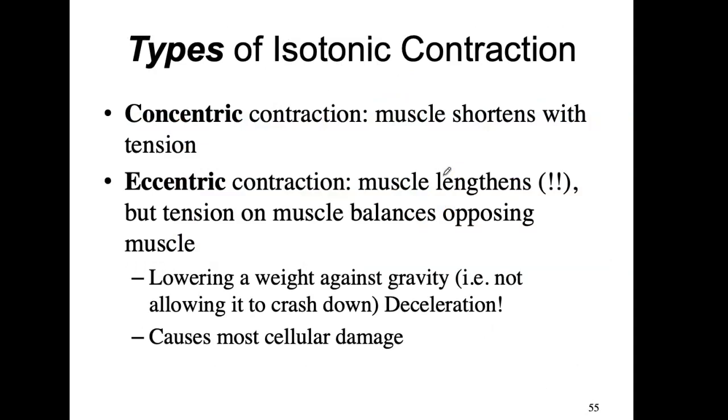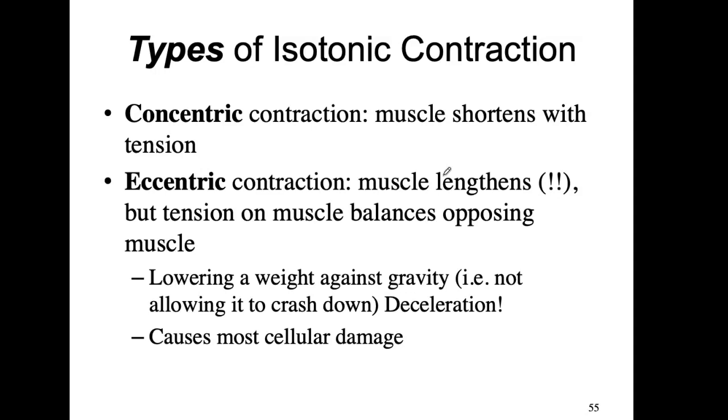Now there's different parts to an isotonic contraction. Those types of isotonic contraction are either concentric or eccentric. Concentric is what you usually think of as a contraction. In a concentric contraction, the muscle shortens with the tension. That's what we've been talking about the whole time. However, there's a different form of contraction, and that's the lengthening of muscle. Let's say it's the triceps opposing the biceps. There's tension on it, and it's balancing that opposing muscle. It's still considered a contraction, even though it's lengthening, because it's holding tension.